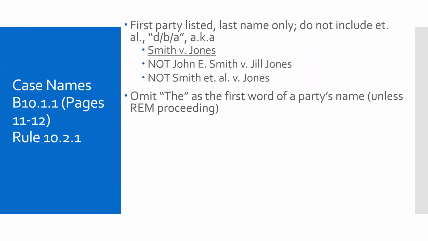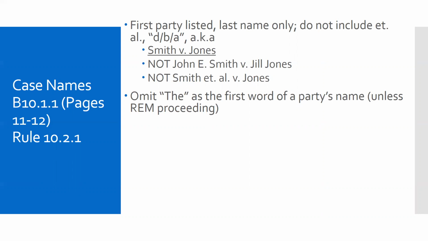So remember, under pages 11, 12 of the blue pages, in Rule 10.2.1 in the white pages, we're only going to use the first party listed, whether it's the plaintiff, defendant, the appellant, or appellee. And if it's an individual, we're only going to use the last name, and we're not going to include those et al, DBA, or AKA. So it's going to be Smith v. Jones. It's not going to be John E. Smith versus Jill Jones. And it's not going to be Smith et al.